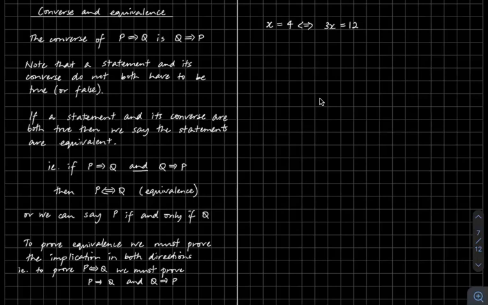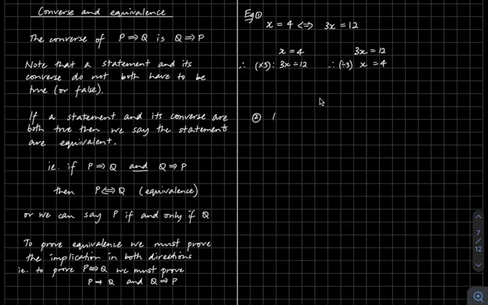But I could start with x equals 4, and then I could multiply both sides by 3. So multiplying by 3 on both sides gives 3x equals 12. Likewise, I could start with 3x equals 12, and I could divide by 3, and I would get x equals 4. So because I can prove that statement both ways, I can say that x equals 4 and 3x equals 12 are logically equivalent.